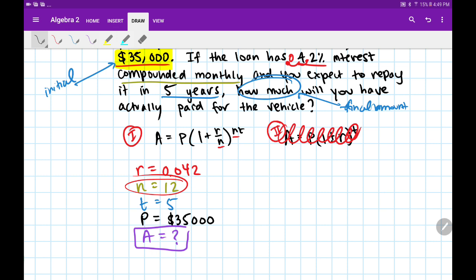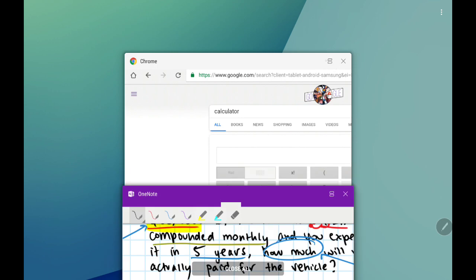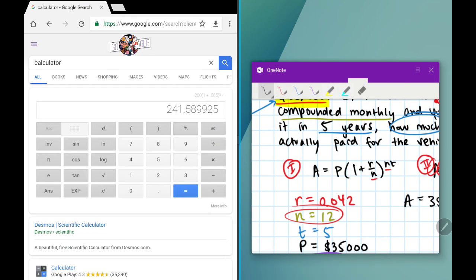So let's do it. A equals, my principal is $35,000. That's my starting amount. 1 plus my rate is 0.042. We already converted it to decimal format, so good for us. Divided by the number of times compounded per year, 12 times per year, to the power of N times T, so that's 12 times T, which is the number of years, that's 5 years. Sweet. We're going to plug it in now to our calculator.